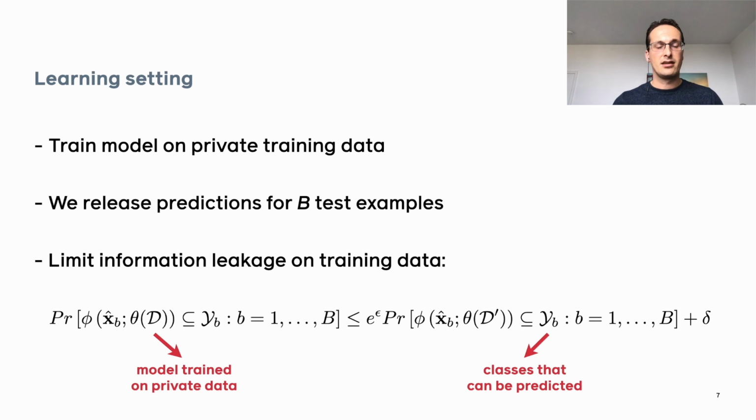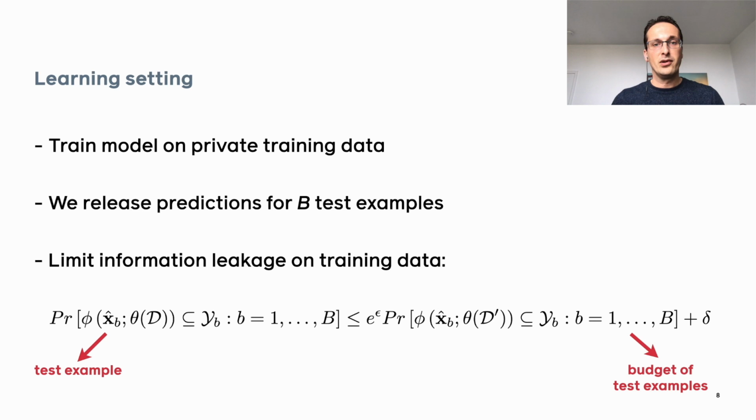And so this is formalized in the expression you see below, where theta of D is a model that is trained on the private data. And theta D prime on the right-hand side is a model trained on that same data, but only one different example. And the set of outputs here is referred to as Y, so these are the classes that can be predicted. Now X here is a test example, and we're looping over all test examples. There are capital B of them.